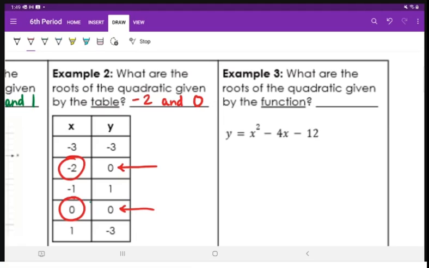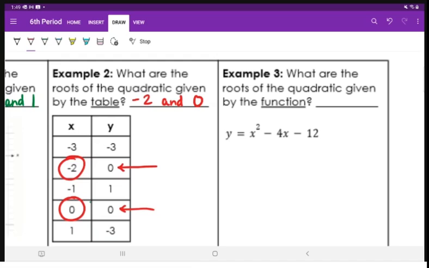In examples 1 and 2, we did that really fast, right? It did not take long. When you're looking at a table or a graph, picking out your roots is relatively easy. Let's take a look at example 3. In example 3, we don't have a picture, we don't have a table. How in the world are we going to find the answer to this? How are we going to find the roots of this function?